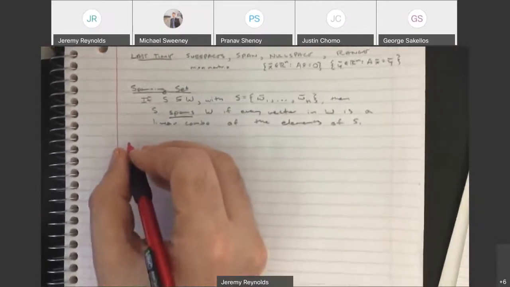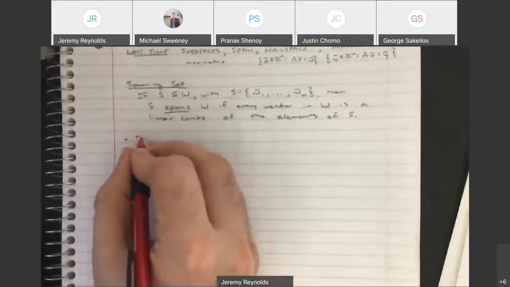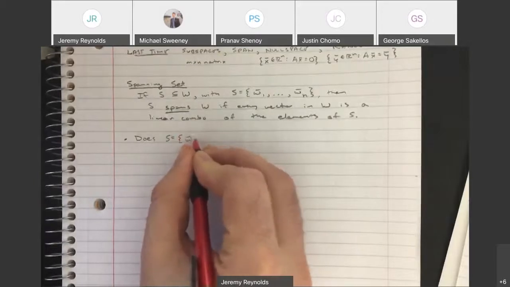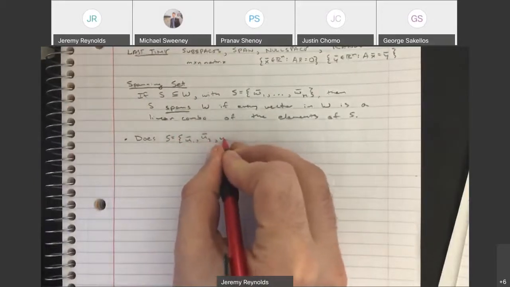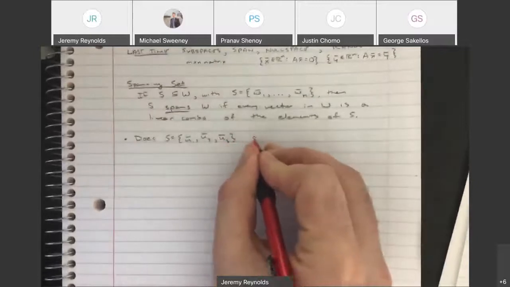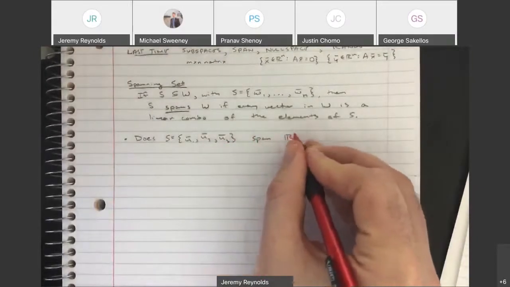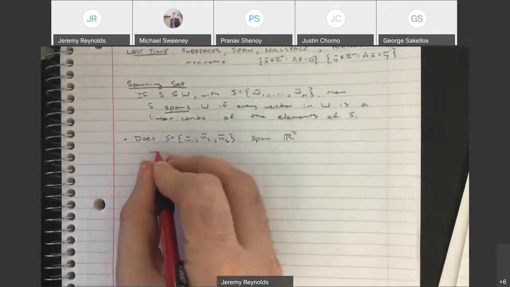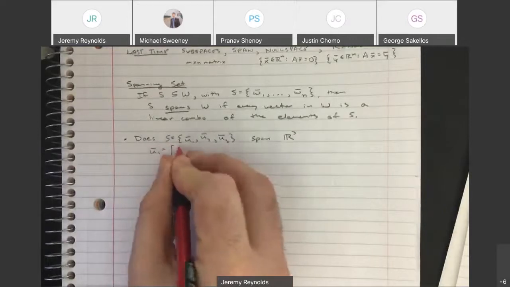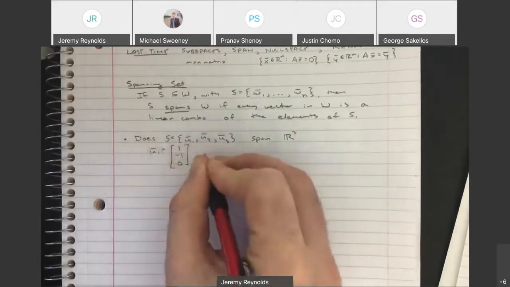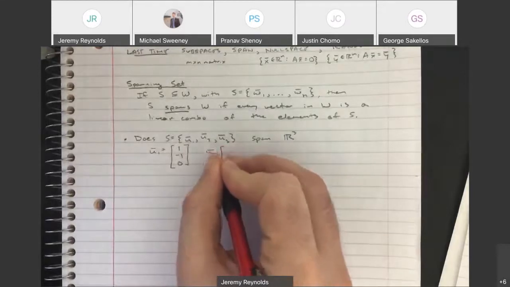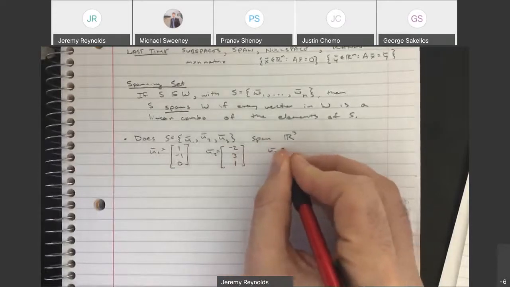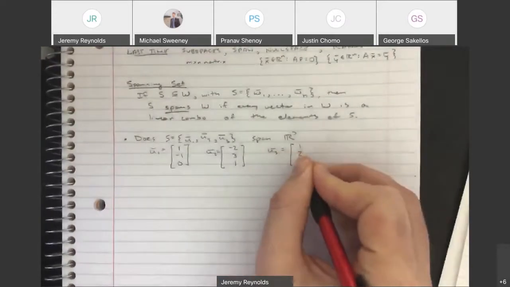So a couple examples. The first one is simply: does S equal U1, U2, U3 span the set of three-dimensional real numbers? So we have U1 equals 1, -1, 0. U2 is -2, 3, 1. U3 is 1, 2, 4.